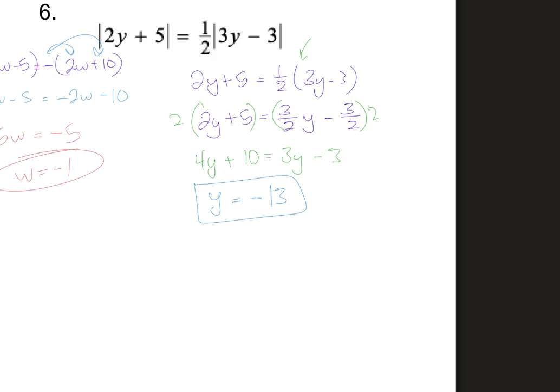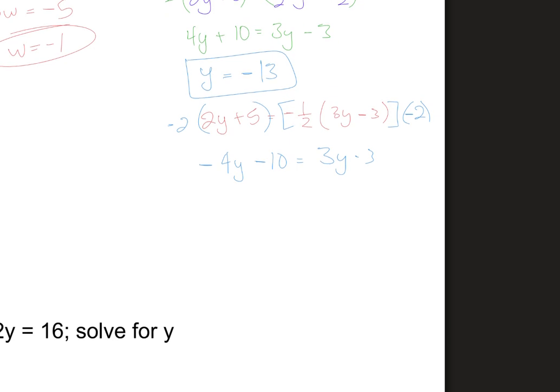And now let's do the negative version. I'm just going to do it below. So 2y plus 5 equals negative 1/2 times 3y minus 3. And you know what? I said up here I should have multiplied up here. I'm going to do it on this one. I'm going to multiply this by negative 2, multiply this by negative 2, and I get negative 4y minus 10 equals 3y minus 3. And I'm going to subtract 3y to get negative 7y. I'm going to add 10 to get 7, and y equals negative 1.